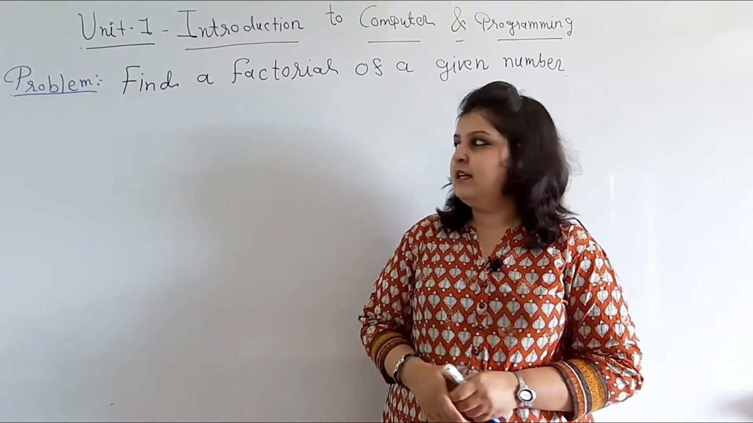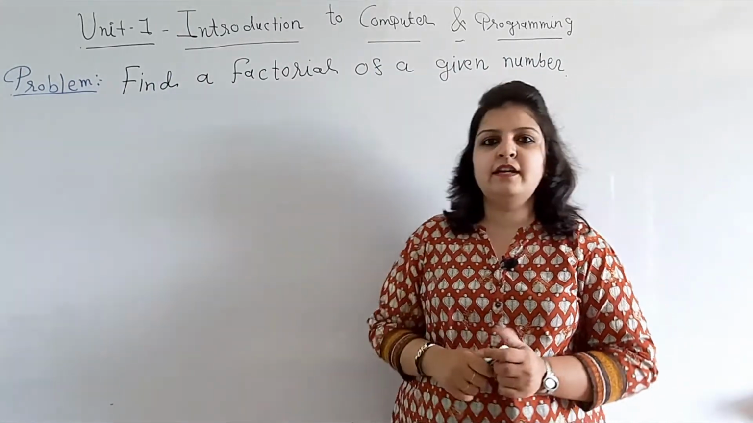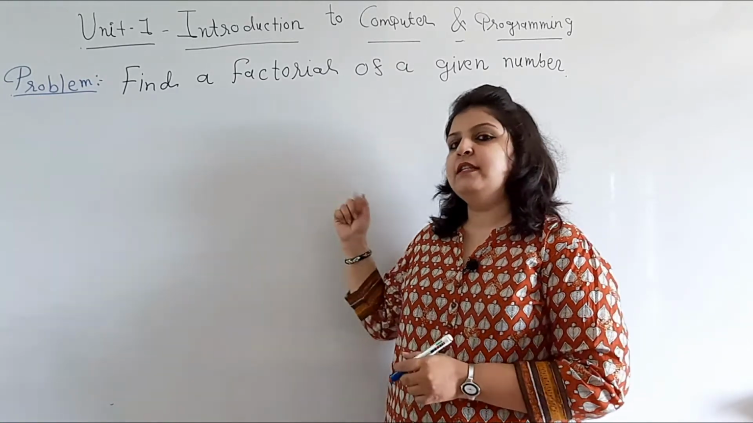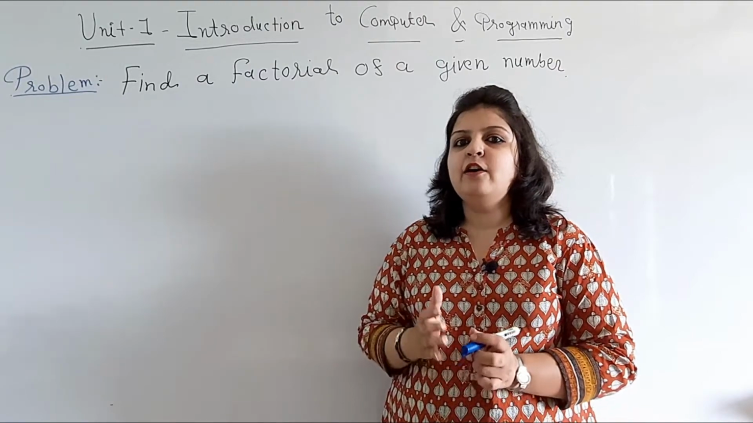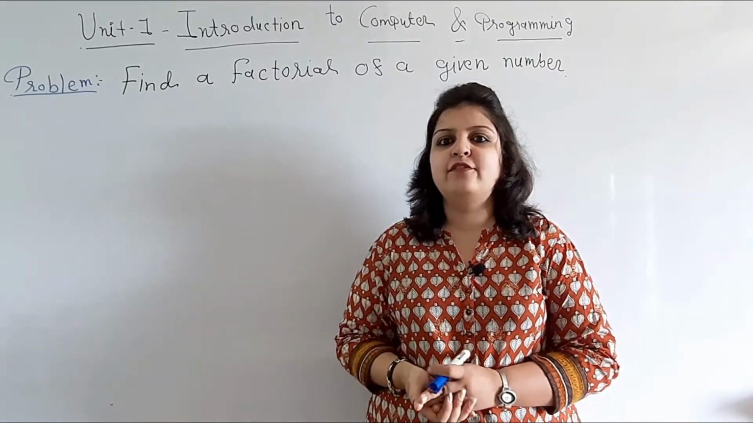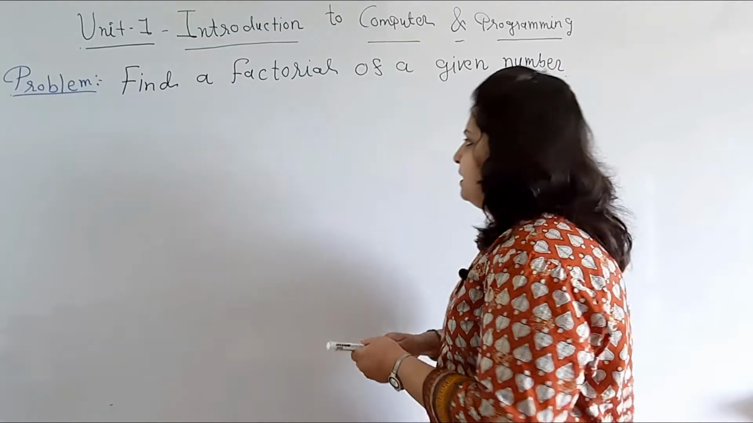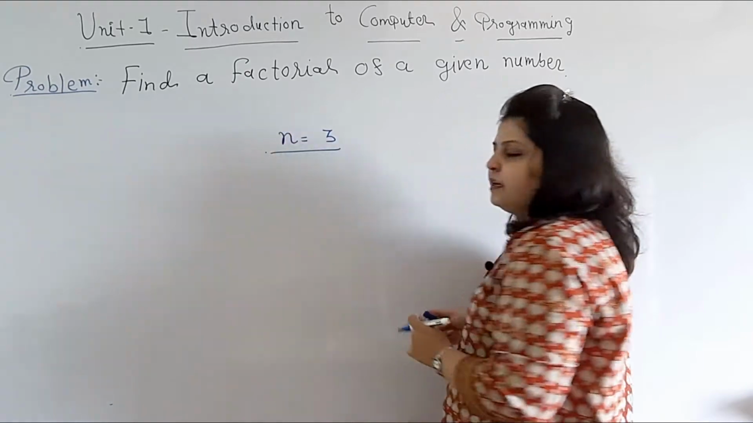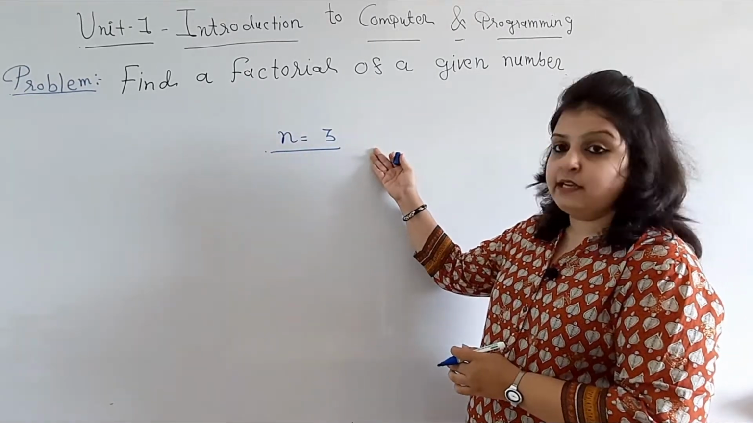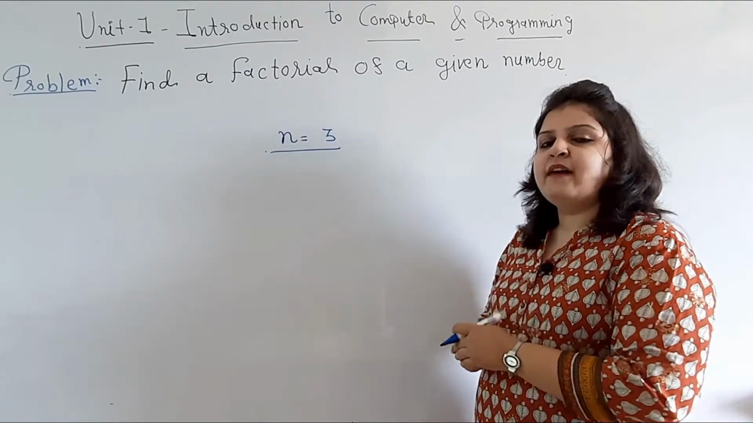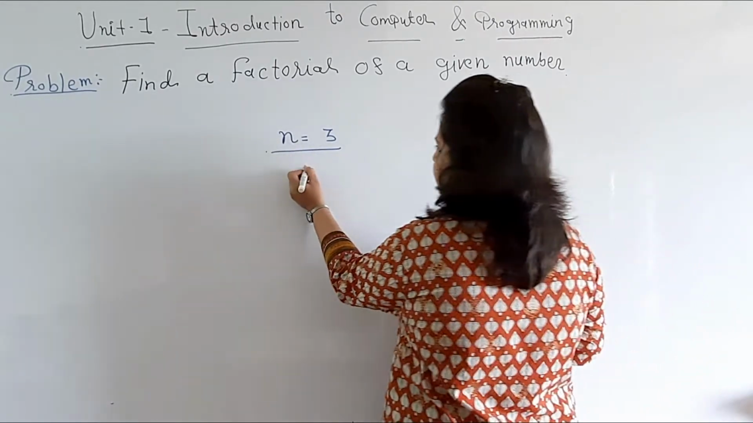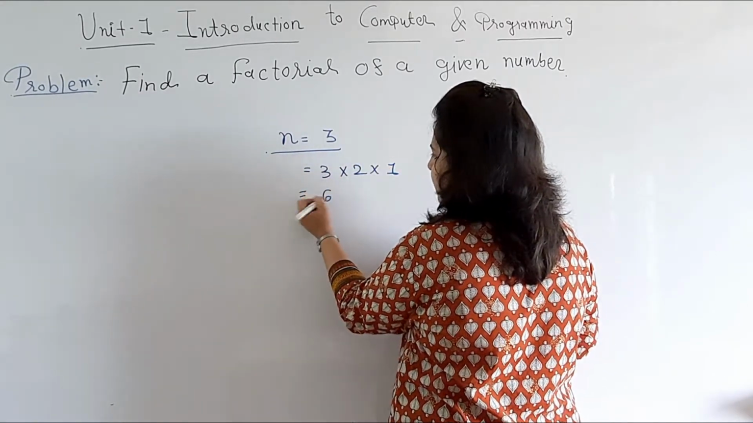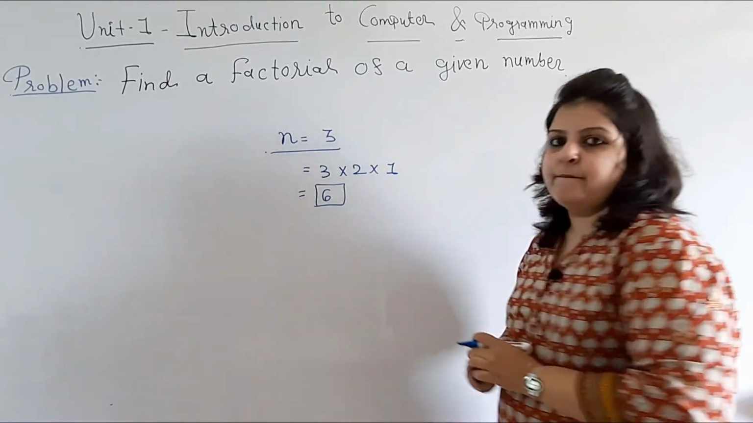Our next example is to find the factorial of a given number. We have to draw a flowchart and make an algorithm for this definition. Everybody already knows how to find the factorial of a number. Let's take one example: if I enter a number 3, then how do we find the factorial? Simply 3 into 2 into 1, and the answer is 6.